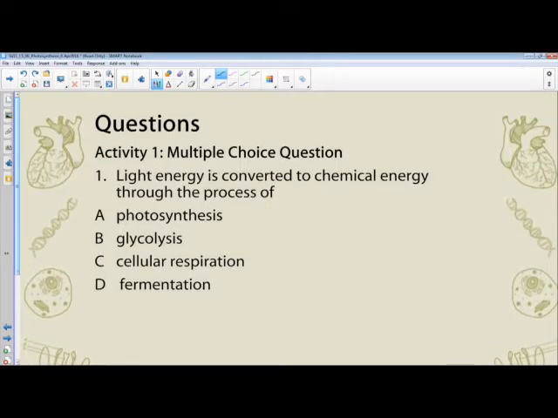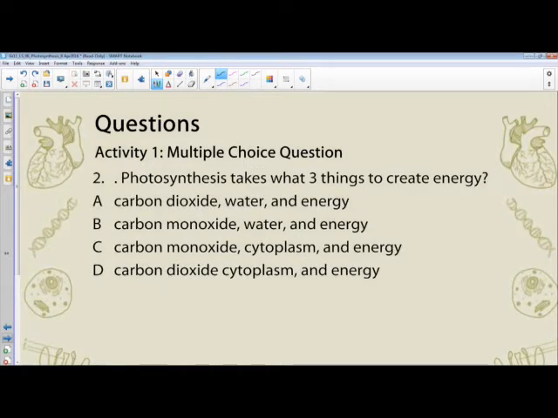Activity 1, multiple choice question. Light energy is converted to chemical energy through the process of: A, photosynthesis; B, glycolysis; C, cellular respiration; D, fermentation. Next question, number 2. Photosynthesis takes what 3 things to create energy? A, carbon dioxide, water, and energy. B, carbon monoxide, water, and energy. C, carbon monoxide, cytoplasm, and energy. Or D, carbon dioxide, cytoplasm, and energy.